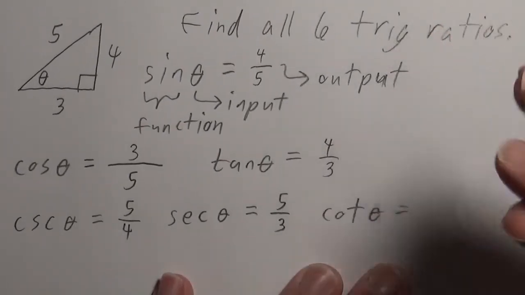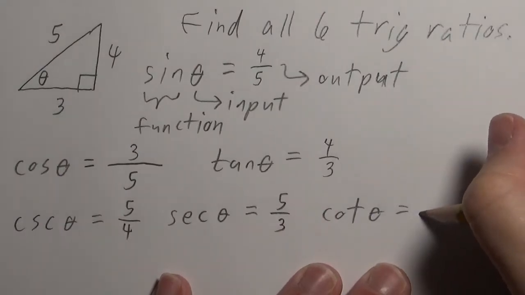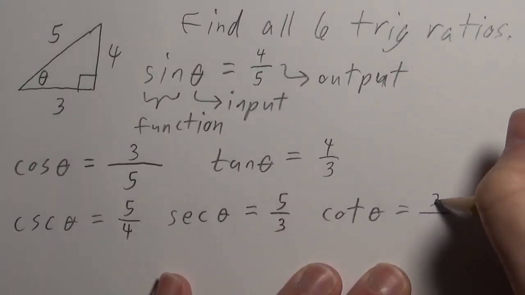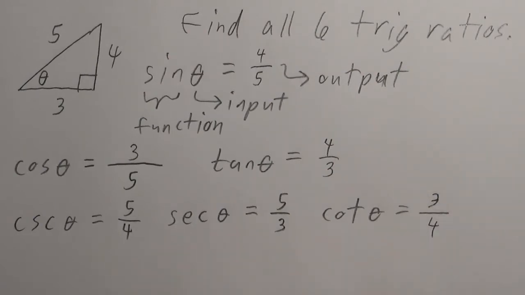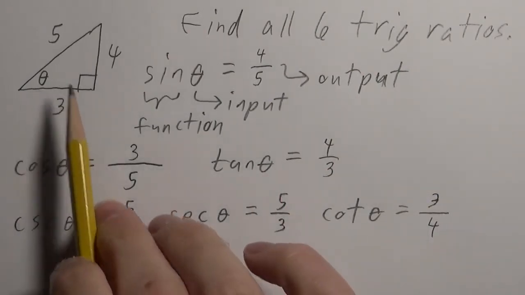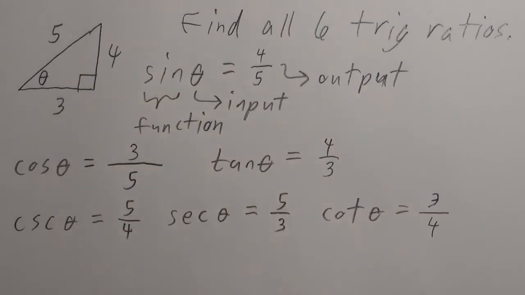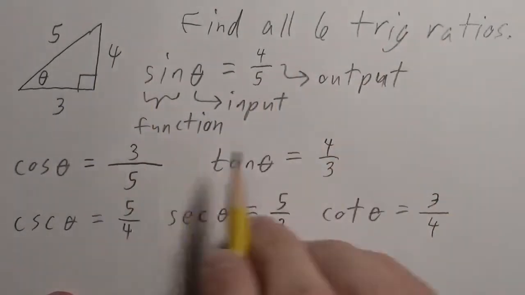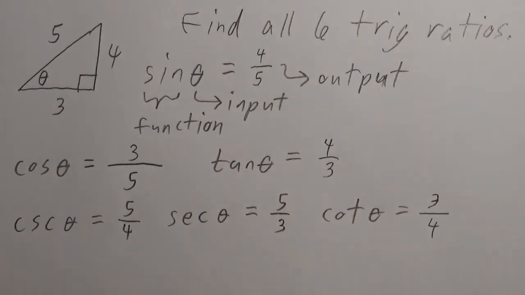Cotangent of the angle is going to be 3/4, which is the adjacent side divided by the opposite side. Find all 6 trig ratios. There they are. 1, 2, 3, 4, 5, 6. And that's it for that problem. 1 more to go.